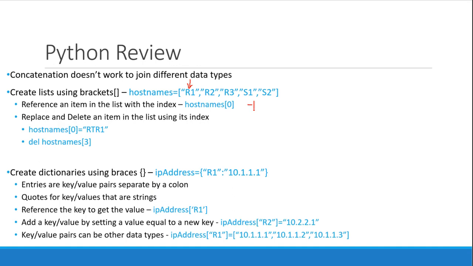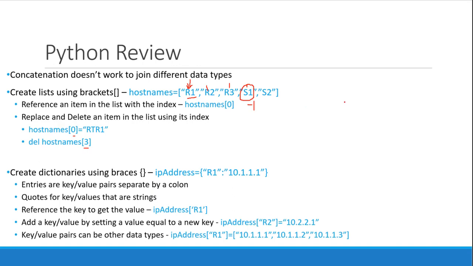We'll look at replacing and deleting an item in the list. We'll do that using our index values. So for example, here we use hostname 0. What's at index 0? R1 is currently at index 0 if we follow this example. We're going to replace R1 with RTR1. So you're going to do a replacement using the index value of the item you want to replace, and you'll delete using the index value of the item you want to delete. So if we do delete or DEL, host names, and then we're going to use the index value. So in this case, if this is 0 and this is 1 and this is 2 and this is 3, we're actually going to delete S1 in the list.